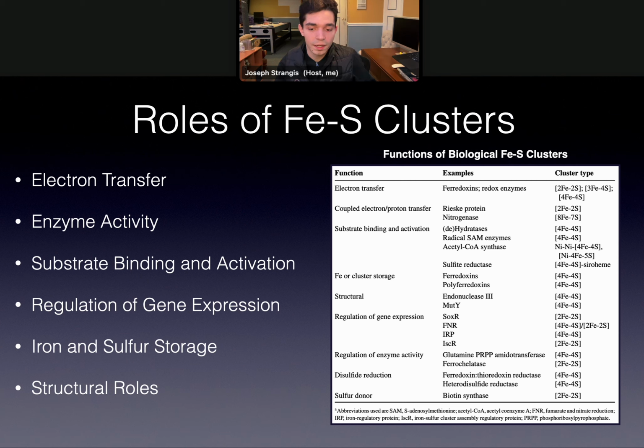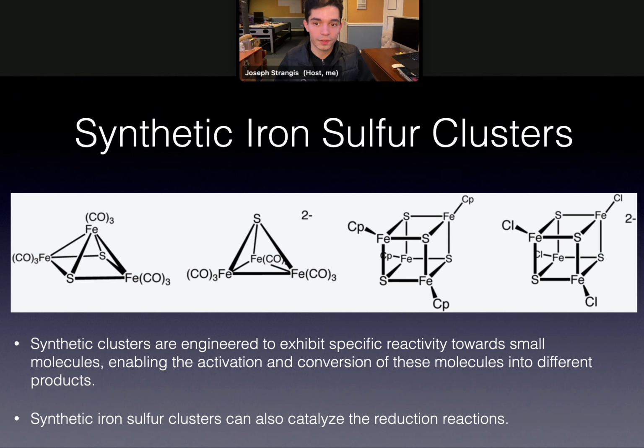Another role is enzyme activity, where the clusters are involved in the regulation of enzyme activity. They are crucial for binding and activation of substrates and enzymes, and they're involved in the transcriptional and translational gene expression of bacteria. They're also strong structural units in proteins like ferredoxins, and they serve as storage units in organisms and for the proteins. So they're very useful complexes. They're very unique in how they function.